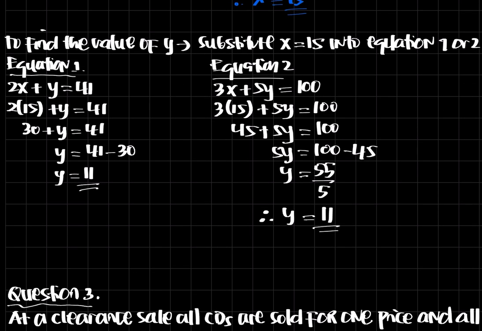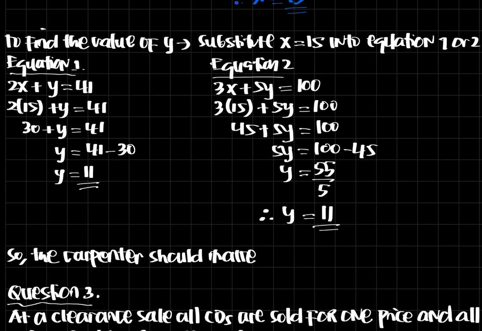So we can give the final answer. The carpenter should make 15 cabinets and 11 desks. Okay, that is the answer.